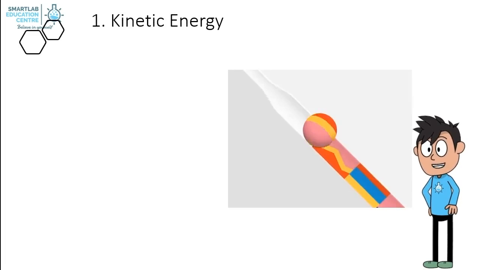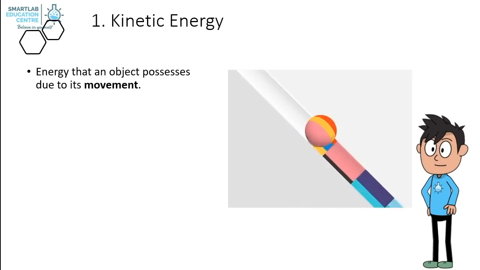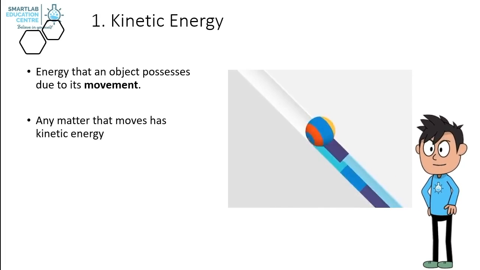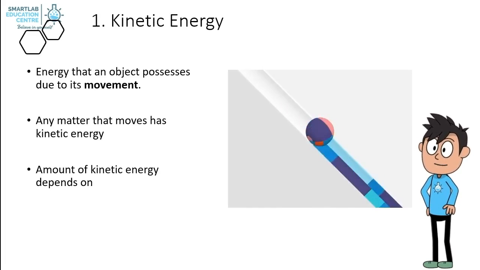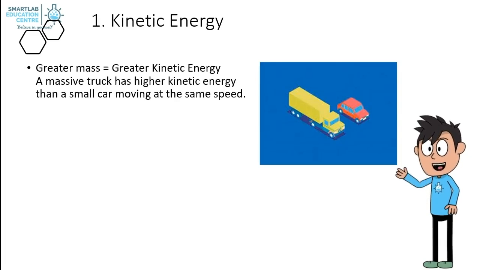First, we have kinetic energy. An object possesses kinetic energy due to its movement. Any matter that moves has kinetic energy. The amount of kinetic energy depends on its mass and the speed of the object. The greater the mass of the object, the greater its kinetic energy.